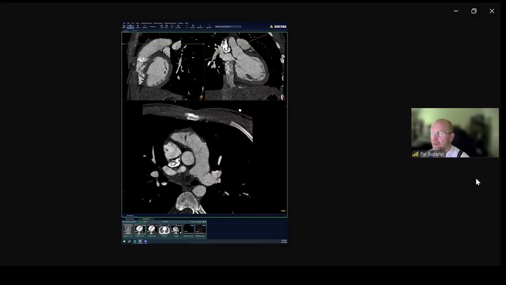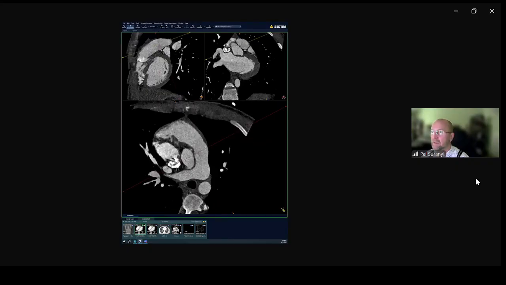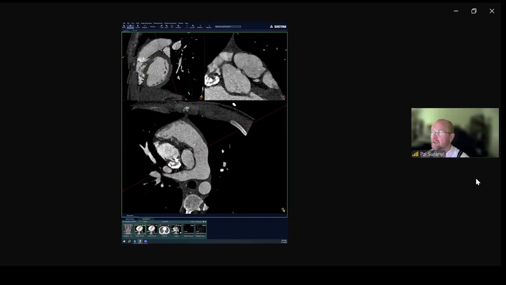So this would be the RVOT. The muscle ends right here. You see a little bit of outpouching for the pulmonic root here and here. And then this would be the en-face view, but unfortunately we also have a little bit of misregistration right at this level.